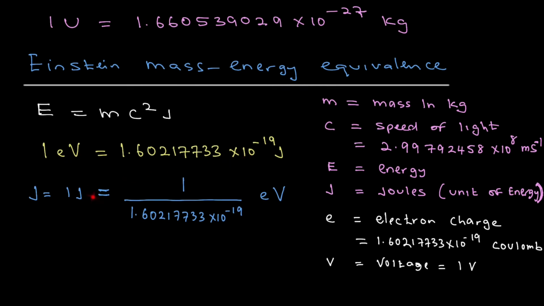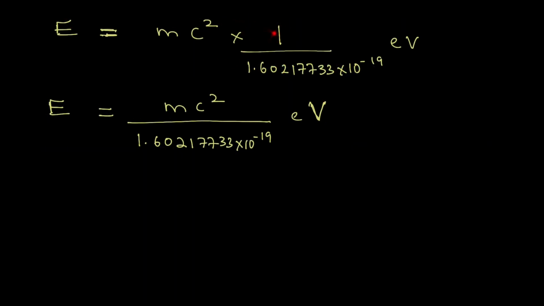In doing so, I get 1 joule equals 1 over 1.602177733 times 10 to the power minus 19 electron volts. So this is what I'm going to be using to convert the mass into energy. First I'm going to replace joule with this value. So now I've replaced joules with this value, and that becomes this.